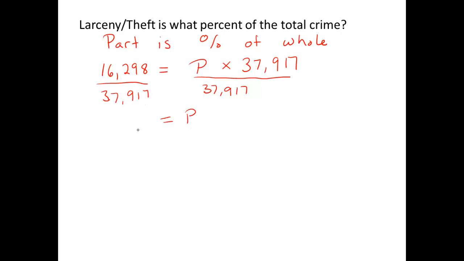Using our calculator, we get 0.4298... Next, we will change this into a percent by multiplying by 100, which will move the decimal place 2 places to the right. And we get 42.98.